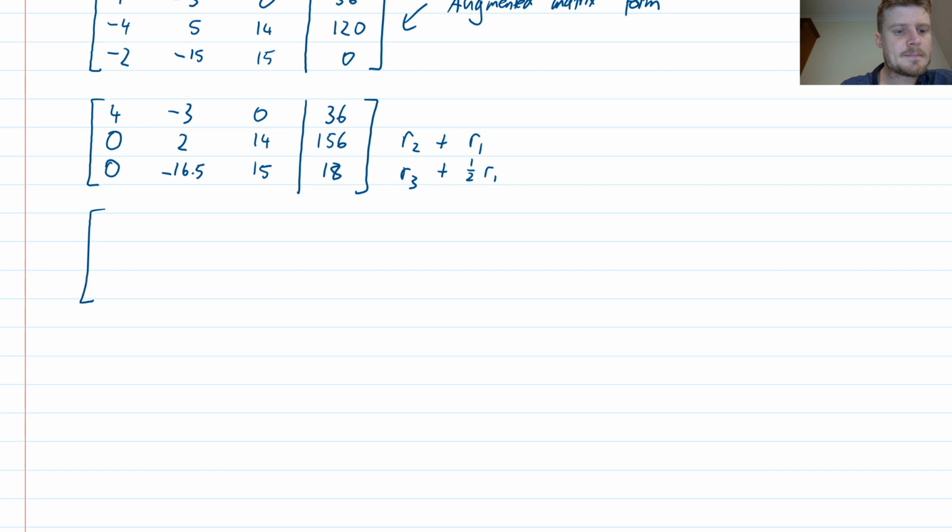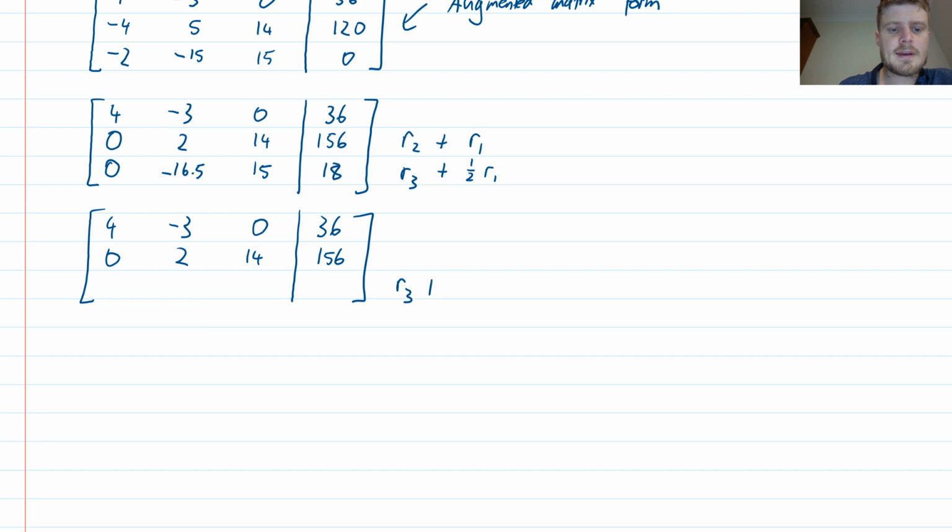So let's keep going. The next thing that I would like to do is get a 0 in this next position over here that I've highlighted. So how can I get a 0 there? Well, first I'll just copy the first two rows, because I'm not going to change those just yet. So let's copy them down, 14 and 156.